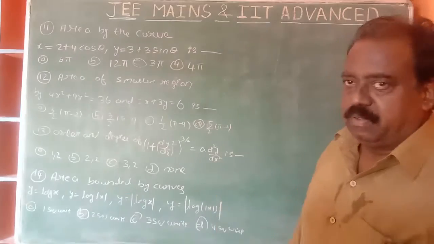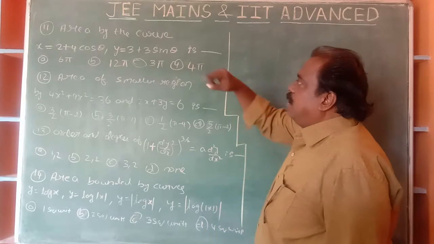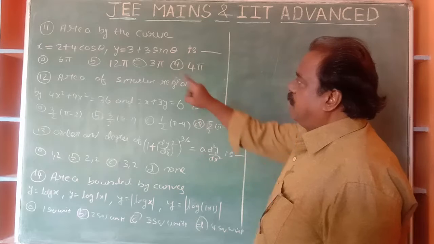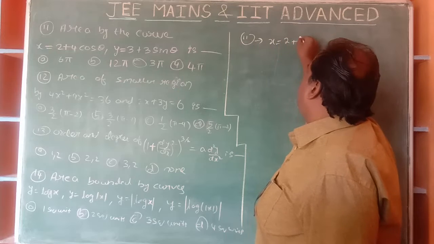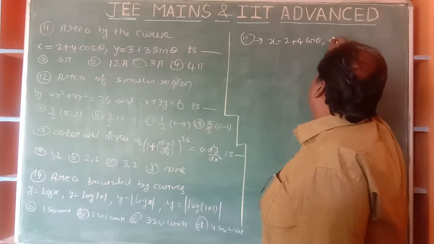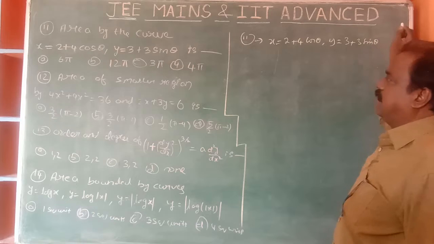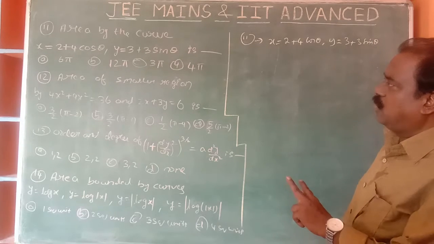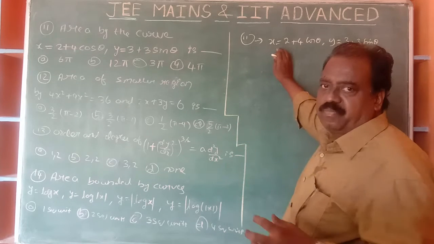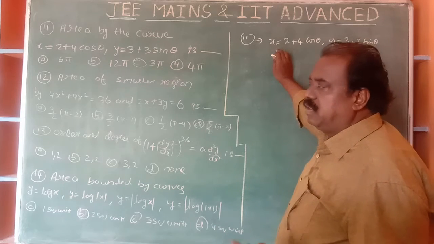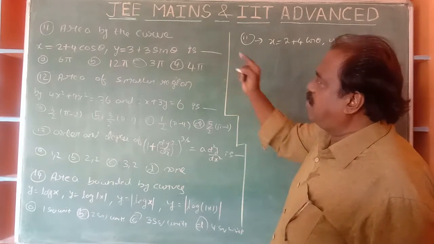Okay, 11th one. Observe the area of the curves given. x is equal to 2 plus 4 cos theta, y is equal to 3 plus 3 sin theta. Okay, now these are two curves, but it is not clear. Curve means a line or a circle, ellipse, hyperbola, parabola like that. But here x is in terms of cos and sin.